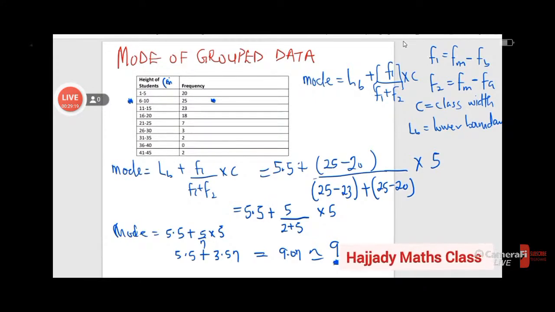In our next video, we are going to move straight on, because we are done with the measures of central tendency. We are moving on to measures of dispersion.